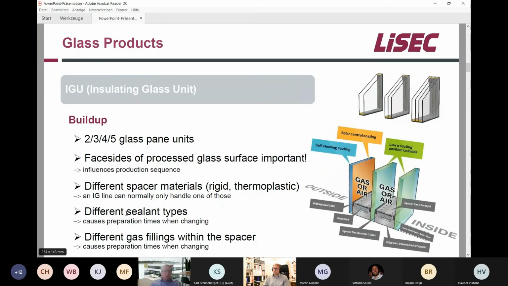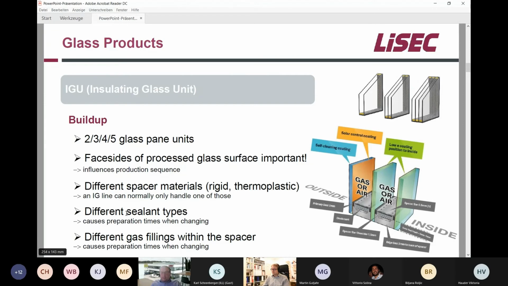For my talk, I would like to concentrate on IGU at this point, the insulating glass units. As we can see, we have different buildups that can be 2, 3, 4, 5 pane glass units, where the 2 and 3 pane glass units are more or less used for windows, the 4 and 5 pane units more for doors because of the extra stability and security that comes with the additional layers.